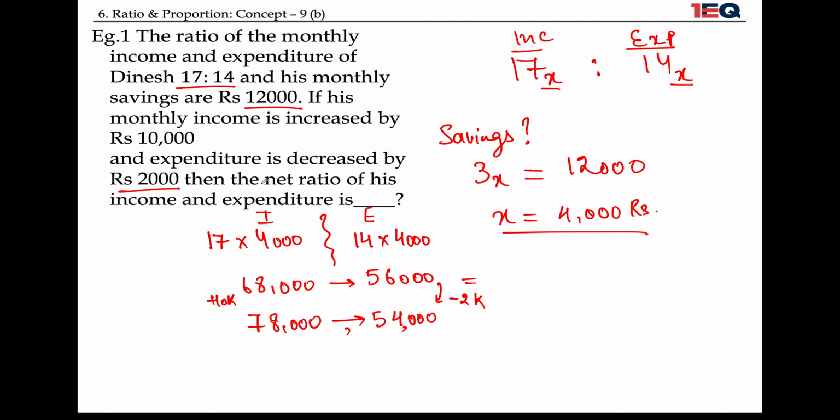So what am I going to do here now? The net ratio of his income and expenditure is required. This is the net change which has come up, or this is the net output which has come up. If somebody is going to ask me after the entire transaction, where am I sitting?